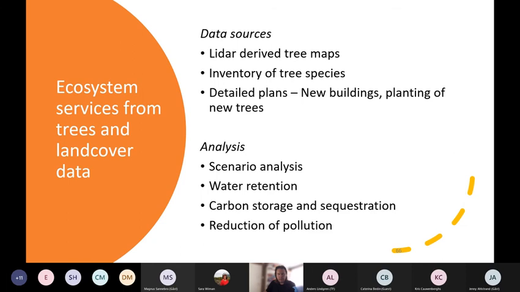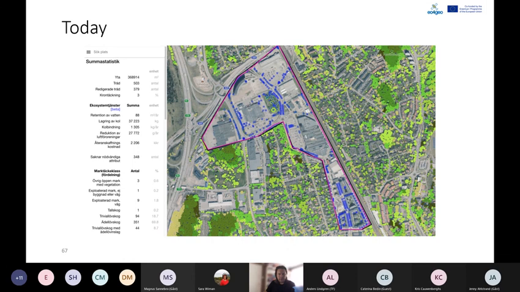So we will go on to some analysis of ecosystem services from trees and land cover data. The data sources in this case are Lidar-derived tree maps, inventory on tree species, detailed plans, new buildings, planting of new trees. And the analysis will in this case be a scenario analysis, and we will look at water retention, carbon storage and sequestration, and reduction of pollution in the same area. And this is an image showing the application Stadsträd, which we have developed together with a commercial company called Kaluna.